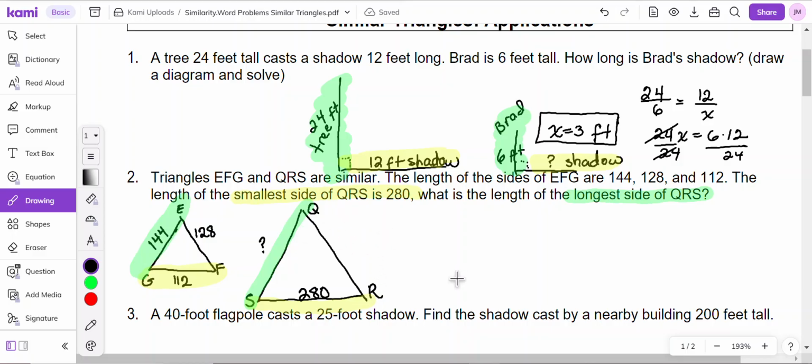So now you just do corresponding parts. 144 corresponds to the X, and the 112 corresponds to the 280. The test is tomorrow, so if you have any questions, you have to speak up. So far we're just doing corresponding parts. Clear? We're starting off with the easier concepts. We're not using any of the particular theorems that we learned about in similarity.